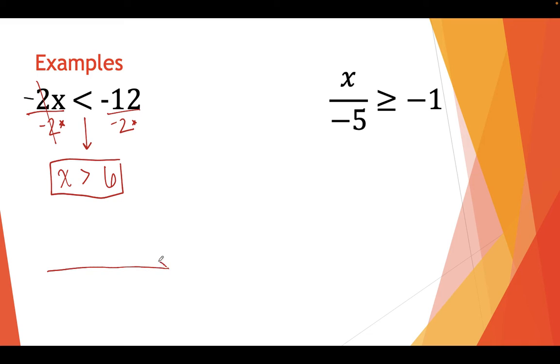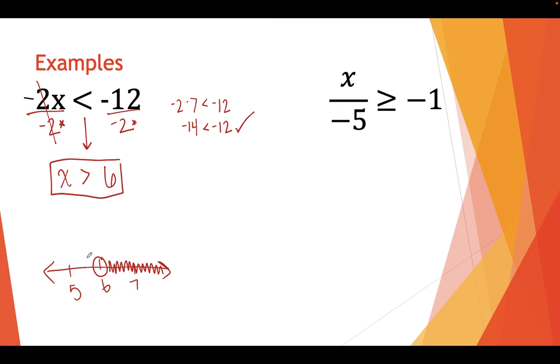The number line would show that any number that's greater than 6 would give a true statement. Open circle on the 6, arrow shading to the right. Let's just make sure that that makes sense. If I pick 7 because 7 is bigger than 6, and I plug that back into my original problem, let's make sure that that works. Negative 2 times 7 is negative 14, which is indeed less than negative 12. That is a true statement.